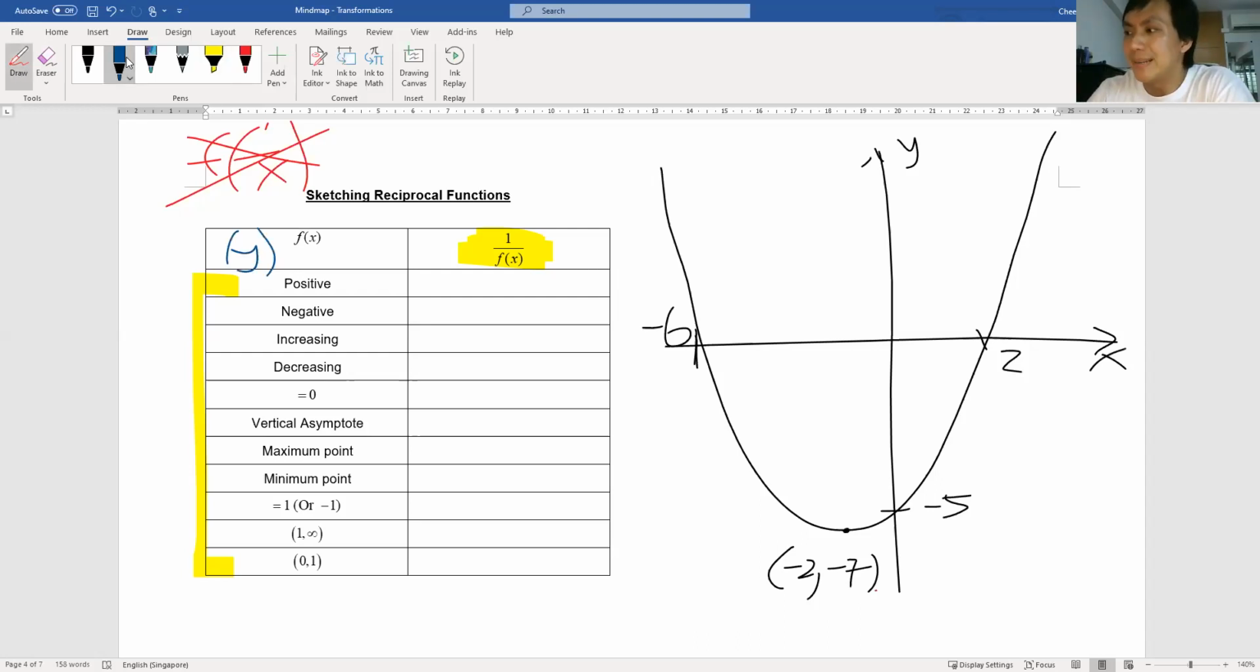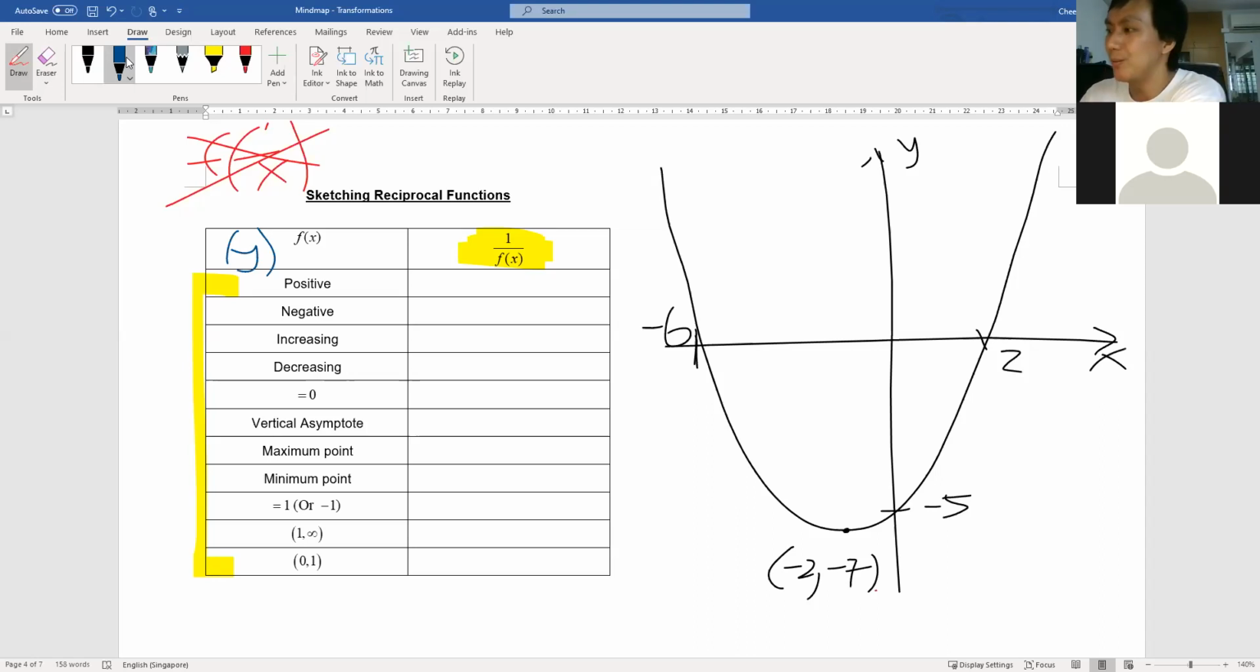So if your y is actually positive, 1 over f(x), would it be positive or negative? Anyone? Just shout out the answer. Can you repeat? If your f(x) was positive, 1 over f(x) would be positive or negative? Positive. Okay, still positive. If it's negative, it will be negative. Because remember, these things are just transformations on the y values. y becomes 1 over y.